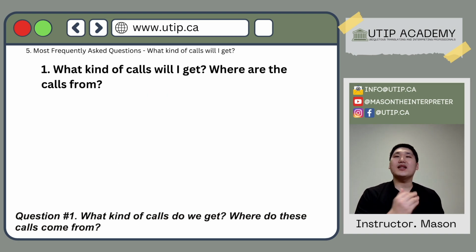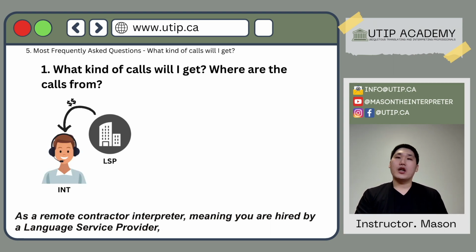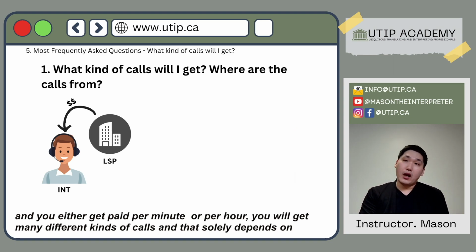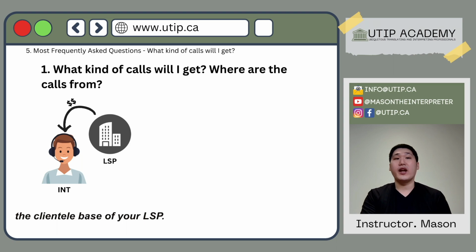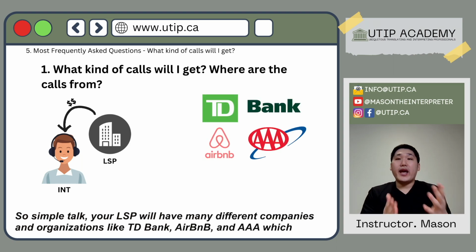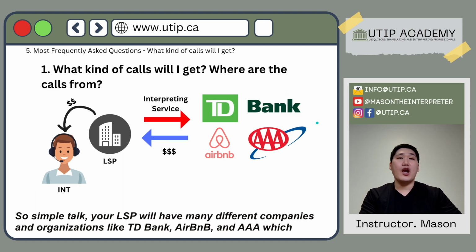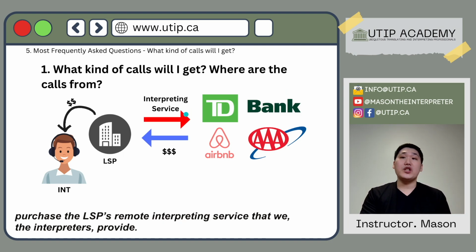Question number 1, what kind of calls do we get? Where do these calls come from? As a remote contractor interpreter, meaning you are hired by a language service provider and you either get paid per minute or per hour, you will get many different kinds of calls, and that solely depends on the clientele base of your LSP. So simply put, your LSP will have many different companies and organizations like TD Bank, Airbnb, and AAA, which purchase the LSP's remote interpreting service that we, the interpreters, provide.